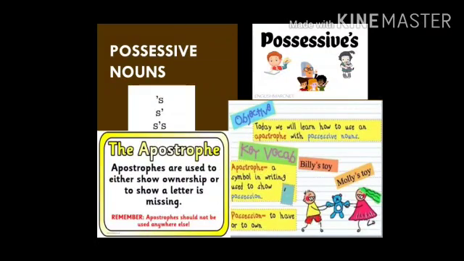Today I'm going to begin with a new topic, which is apostrophe. Now, we use apostrophe to show ownership and to show whether a letter is missing. That is for contractions. But today I'm going to just deal with the possessive case of the nouns. That is, I'll just tell you the use of an apostrophe to show possession.